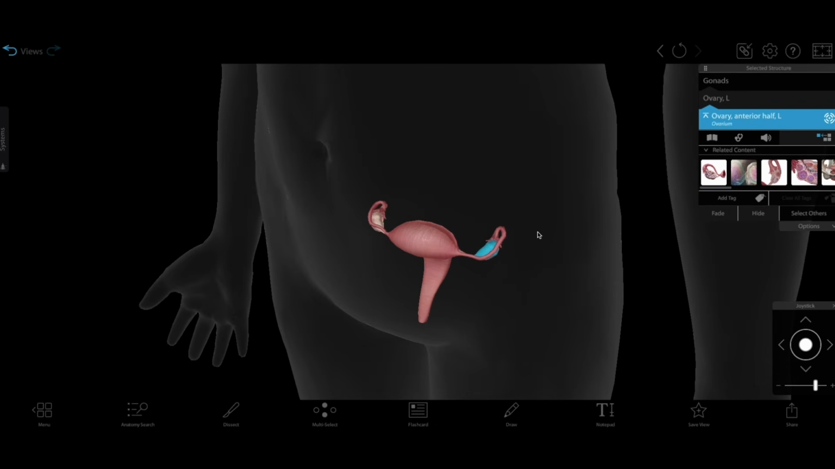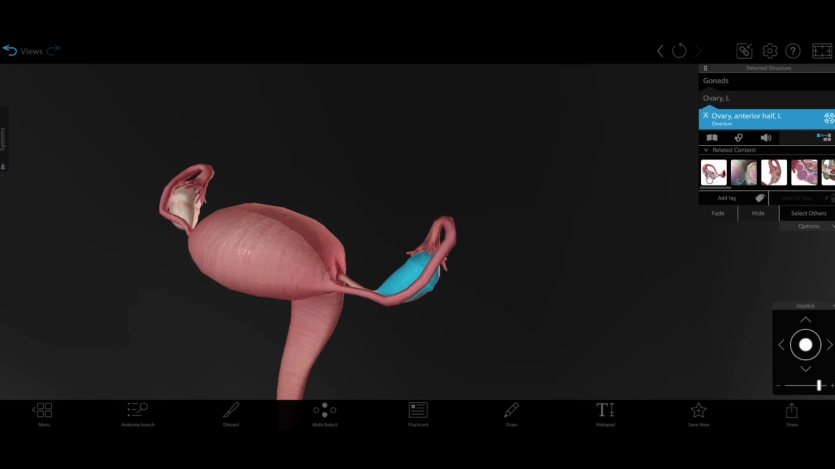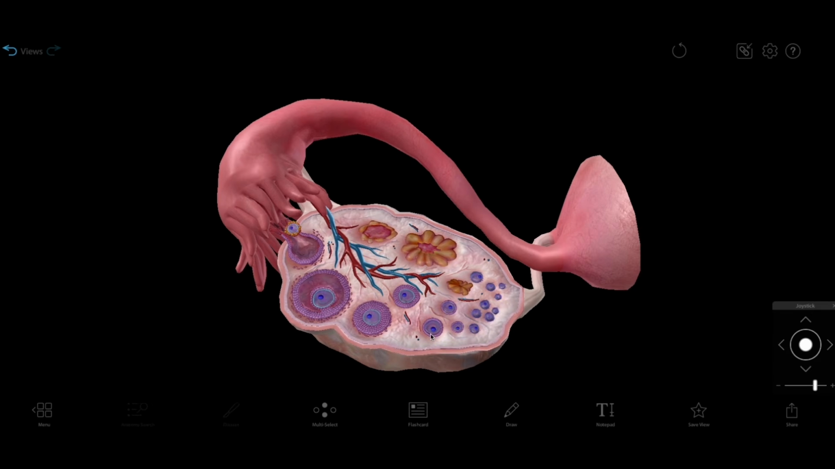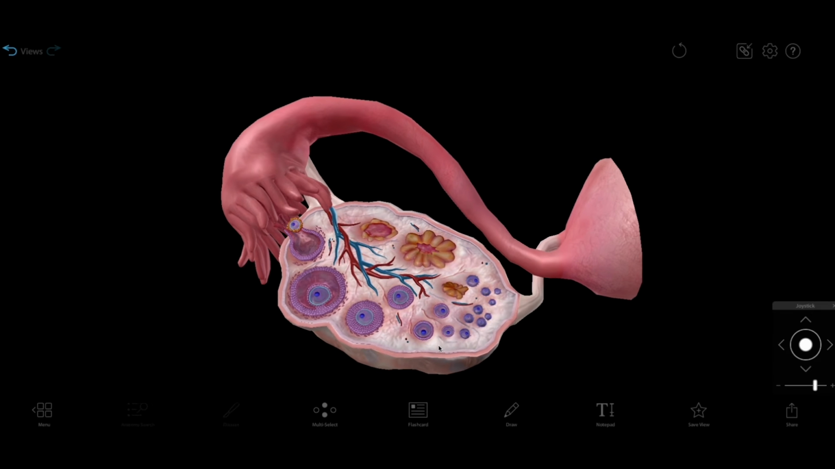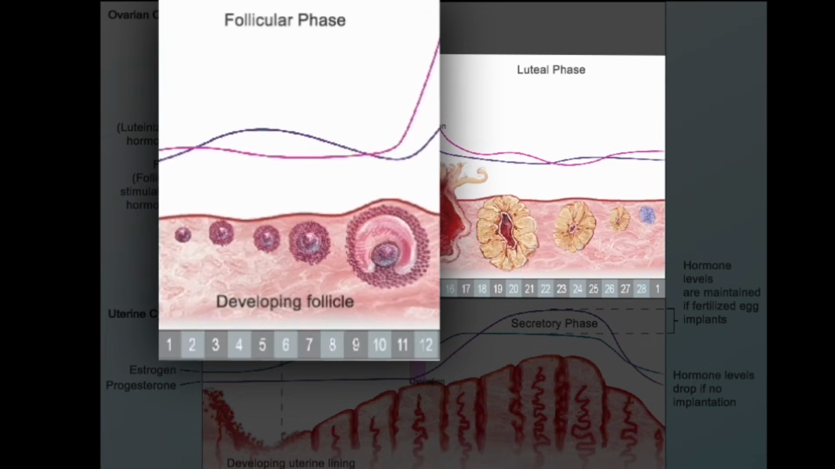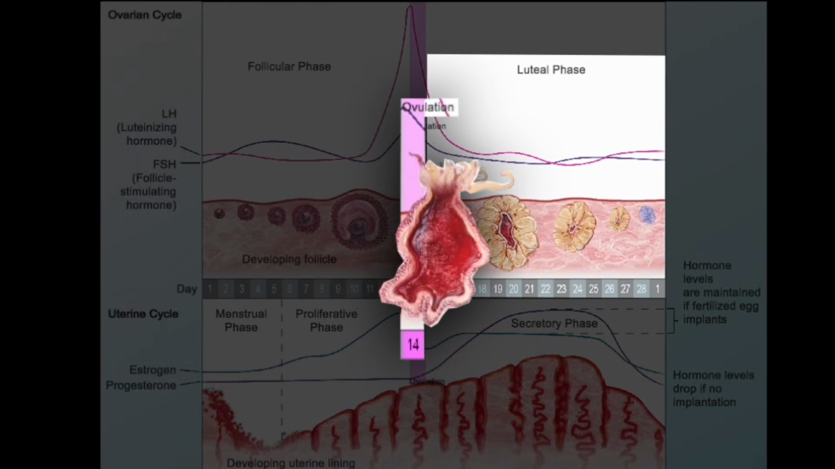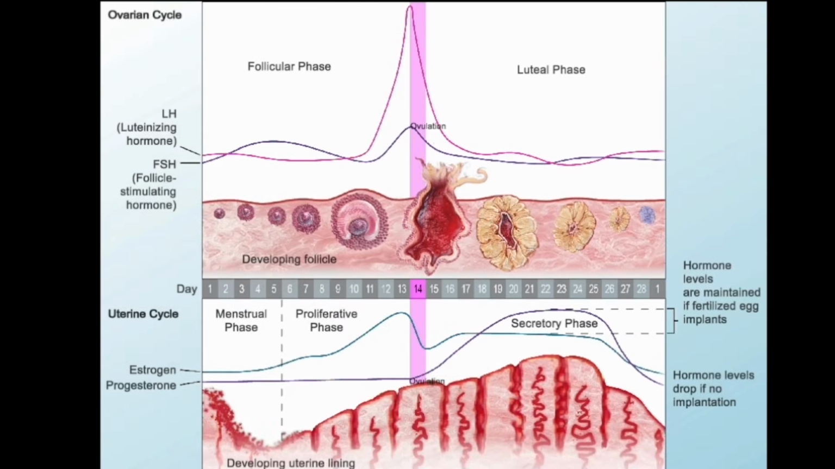The ovarian cycle is the process by which one of the ovaries releases an egg into one of the uterine tubes each month. It has 3 phases: the follicular phase, ovulation, and the luteal phase. Let's go through each one.